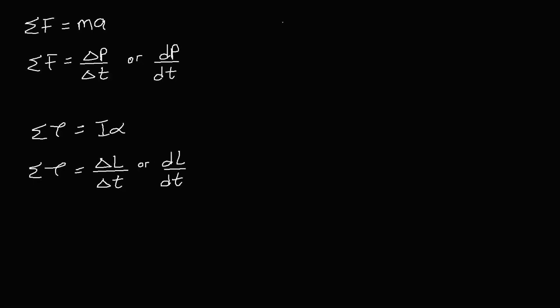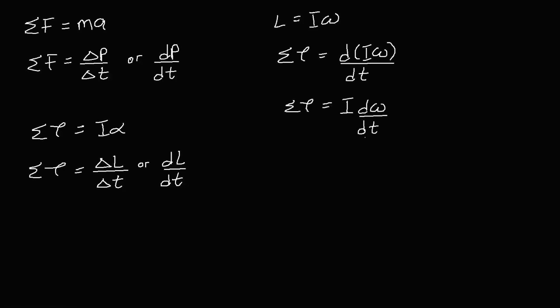We can show the relationship between the two expressions of angular momentum. Since the angular momentum is equal to the moment of inertia multiplied by the angular velocity, we can write the net torque as the derivative of the moment of inertia multiplied by the angular velocity with respect to time. And in the case where the object rotates about the same axis throughout, the moment of inertia of the object is constant. So we can say the net torque equals the moment of inertia multiplied by the derivative of the angular velocity with respect to time, which is the angular acceleration of the object.